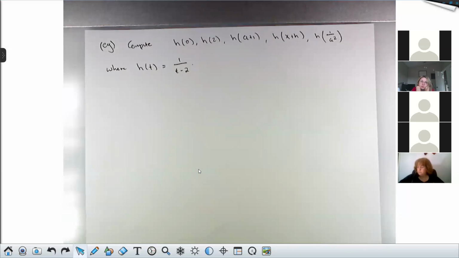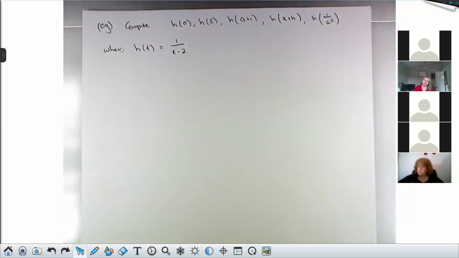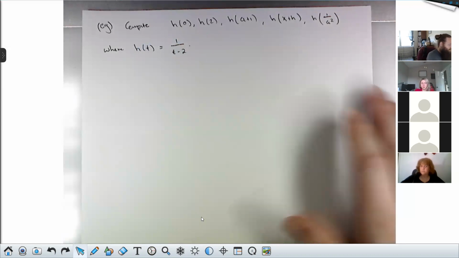So again, for this function, you've been given an explicit formula, an algebra formula for the output. It says that the function h takes whatever you feed it as its input, subtracts 2 from that thing, and then divides 1 by that thing. So if I wanted to describe this function in a verbal way, I would say this is the function that takes its input, subtracts 2, and then takes the reciprocal of that. All right.